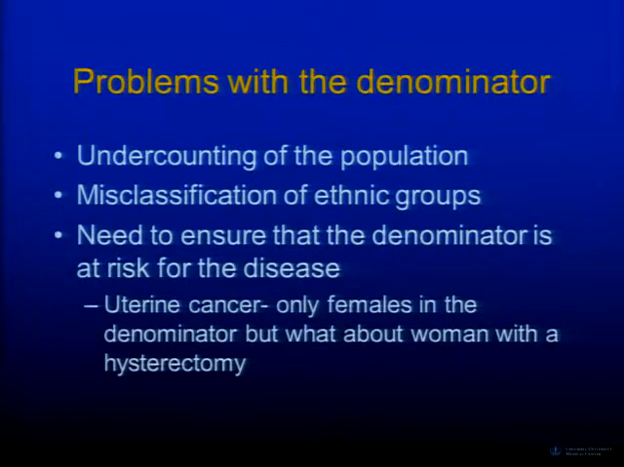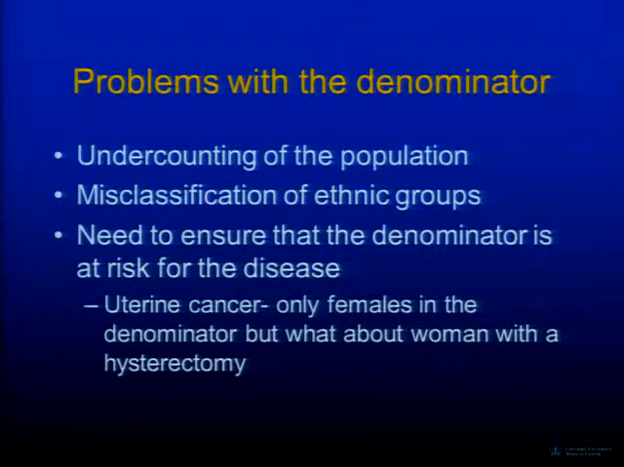And then also, you need to make sure that the denominator is truly at risk for the disease. We talked about prostate cancer, and you only use men. So we can say, okay, for uterine cancer, we have to base it only on females. But a lot of females end up with a hysterectomy. If their uterus is removed, they are not going to get uterine cancer. So how do you account for that? They really shouldn't be in the population at risk because they don't have the organ that is at risk to get cancer. So these are all of the issues that you should think about.